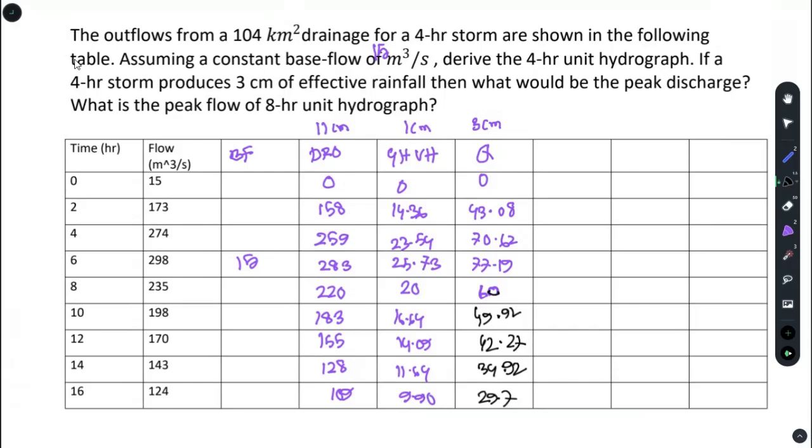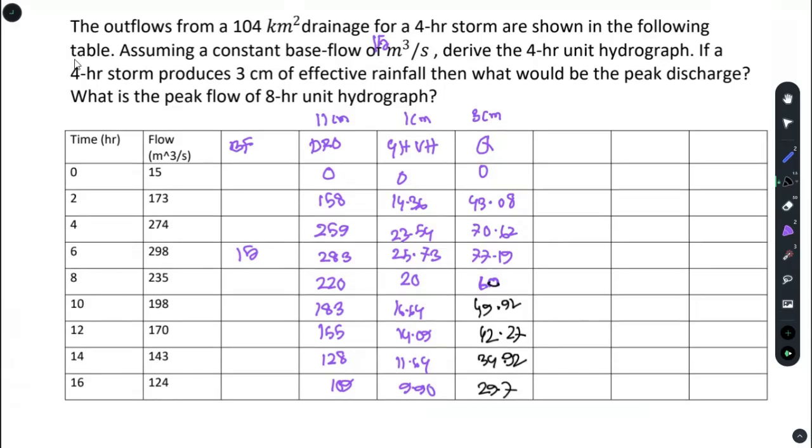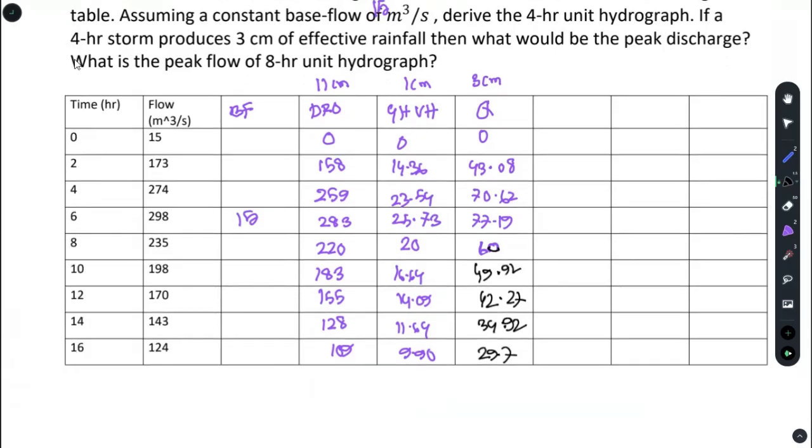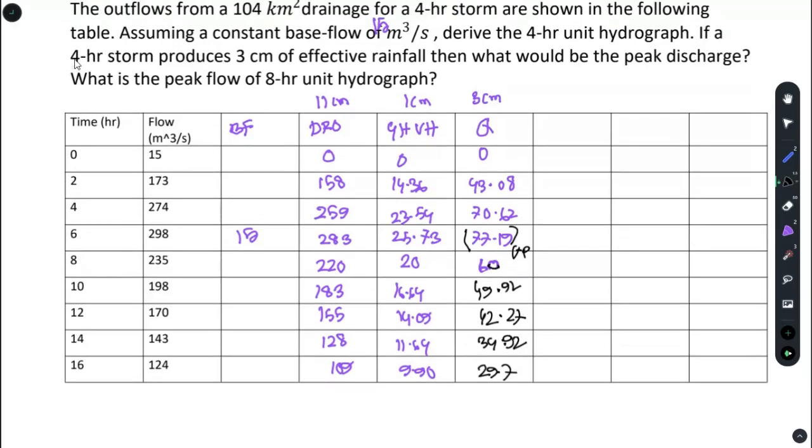So now the next question was, if it produces this, what will be the peak discharge? So from here you can find out that the peak discharge was 77. So that was Q peak. The next question was, if a 4 hour storm produces 3 centimeter, what is the peak flow for 8 hour unit hydrograph?